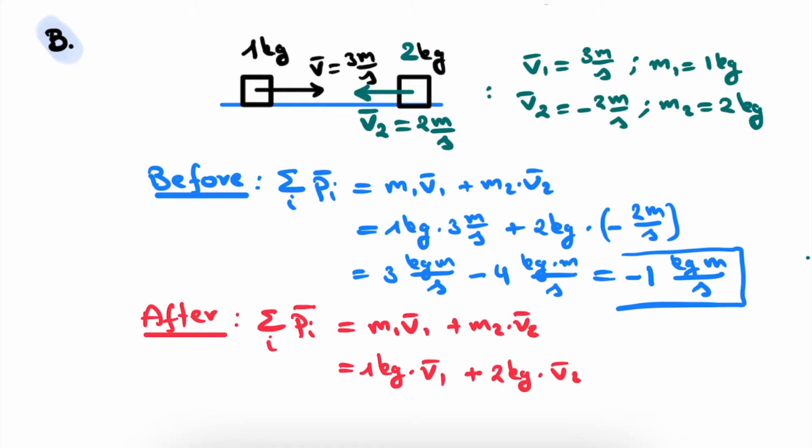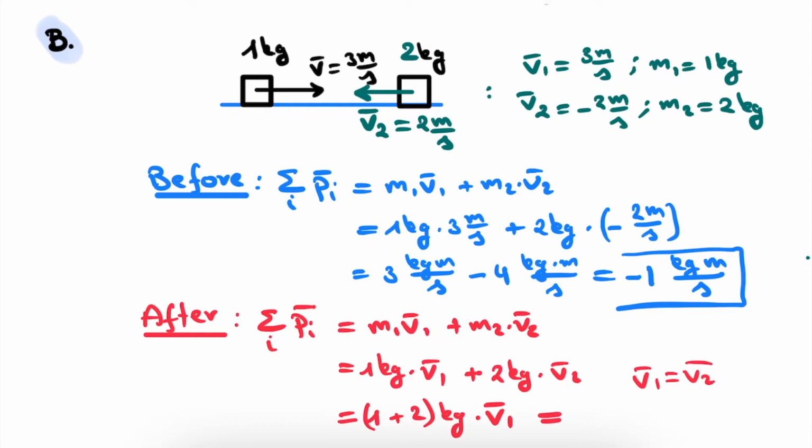However, here we use the fact that we have a 100% inelastic collision, meaning that after the collision, both objects will move at the same velocity. This is because there is no rebound. So v1 and v2 after the collision will have to be equal to each other. So we can write this as follows: 1 plus 2 kilograms, factoring out this mass, multiplied by v1, which is equal to v2.